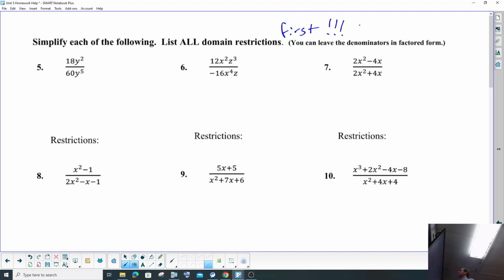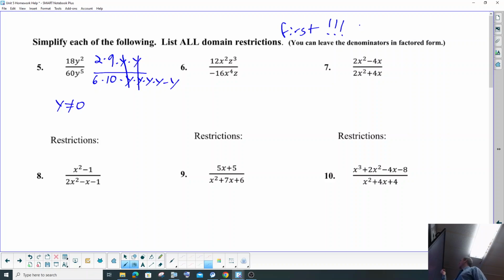There we go. So for example, let's see. So y can't equal 0. That's a domain restriction, because that would make it 0 on the bottom. Can't divide by 0. And then what can we cancel here? Well, 18 factors into like 2 times 9, times y times y. And 60 factors into 6 times 10, times y times y times y times y times y.